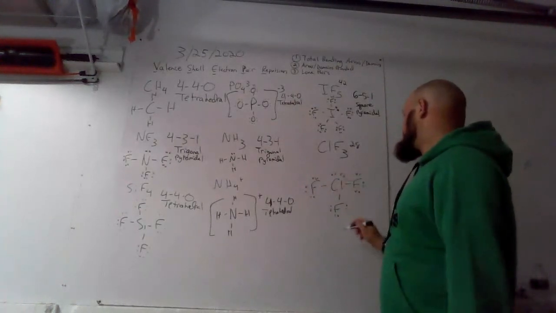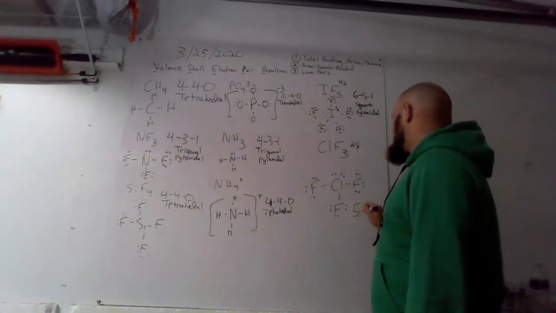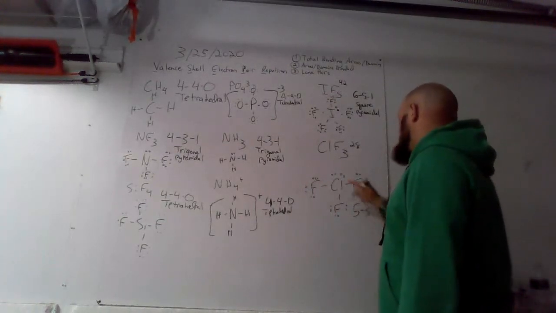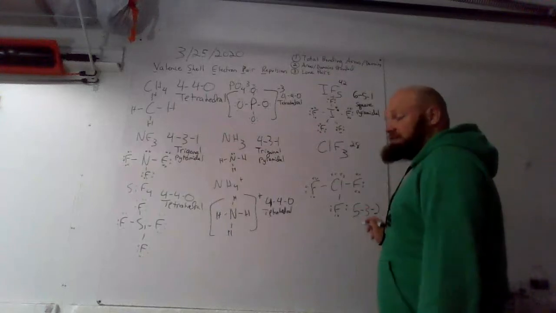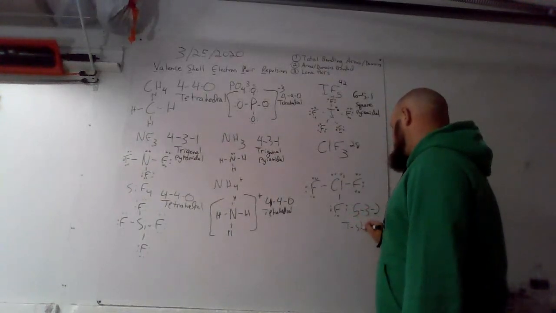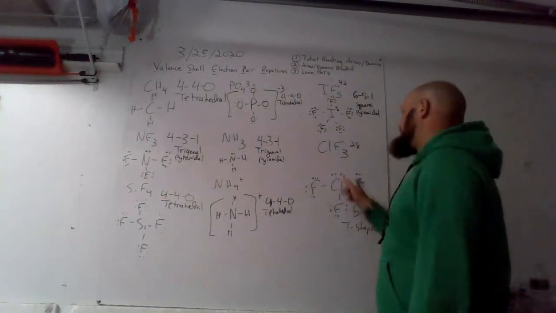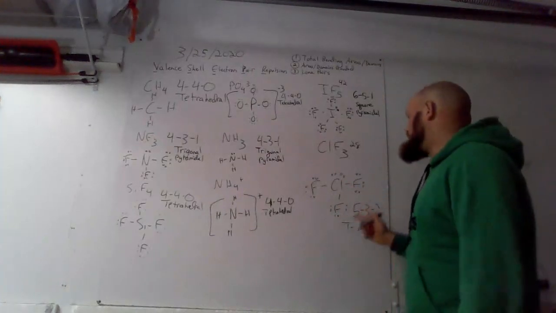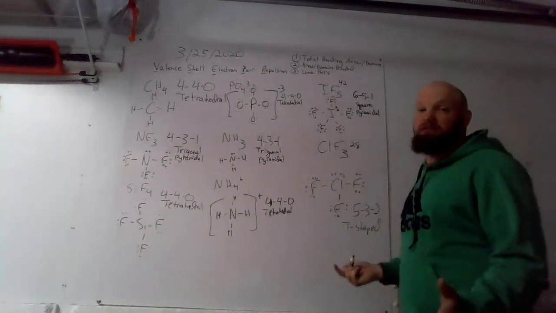The pairs count as 1. So my first number is 5. 3 of them are bonds. 2 are not. I look at 5, 3, 2, and it's called T-shaped. And I happen to draw it like that because I've been doing this for a while. You can see it kind of looks like a T, and that's how it looks in 3D space.